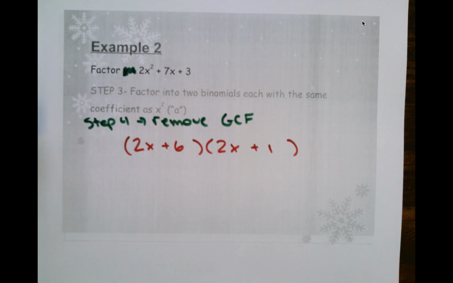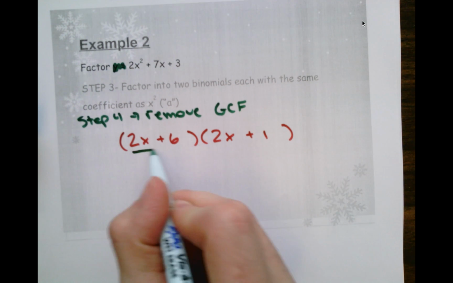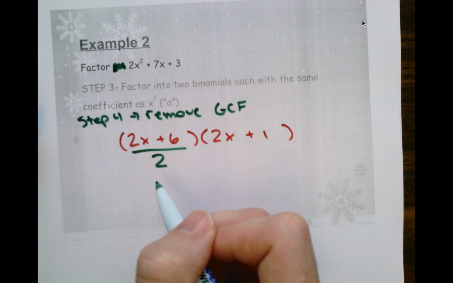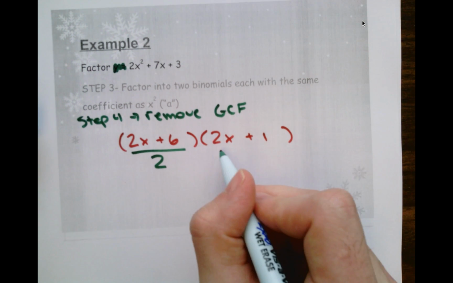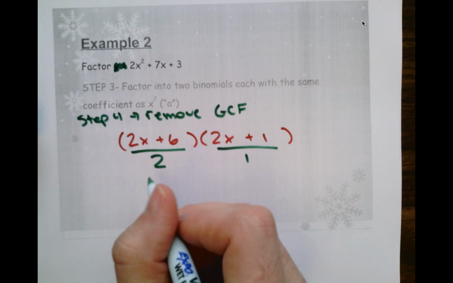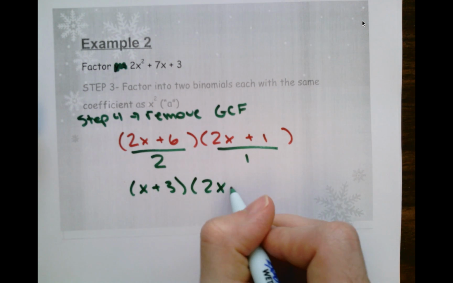And the final step here would be to remove the GCF. So again, just like last time, I'm going to look at each binomial. Here I see that I have a GCF of 2, so I have some term that I can divide from both of these numbers within the binomial. Over here would be my GCF of 1. There's nothing that I could pull out from a 2 and a 1. This is going to give me x plus 3 times 2x plus 1 when I actually do that division.